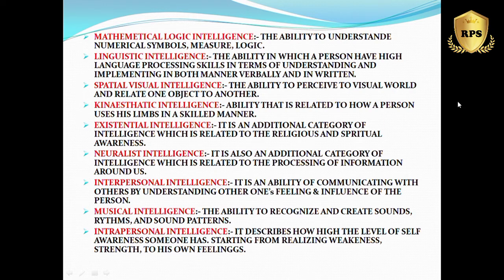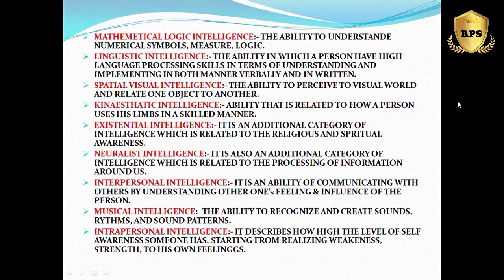Then spatial visual intelligence, the ability to perceive the visual world and relate one object to another. Kinesthetic intelligence, the ability that is related to how a person uses limbs in a skilled manner. So you can see sports persons who know very well how to use their limbs in a skilled manner and how to improve their game. Those persons have this intelligence.